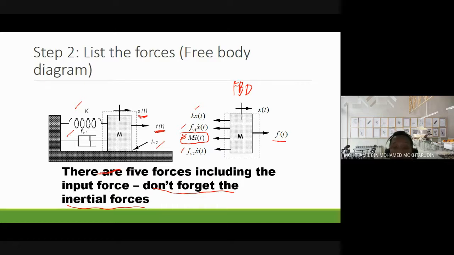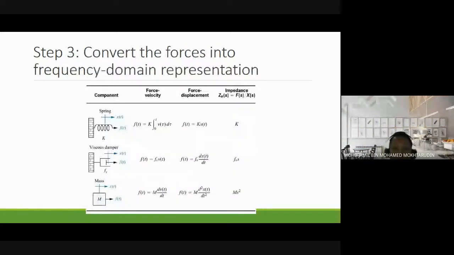So how do we know Fv1 times x dot and so on? We have a formula here. For a spring with constant K, the force will be F equals K times X. And for a viscous damper with constant Fv, the force will be Fv times the velocity. So Fv times velocity.